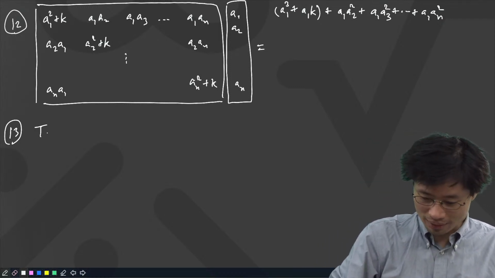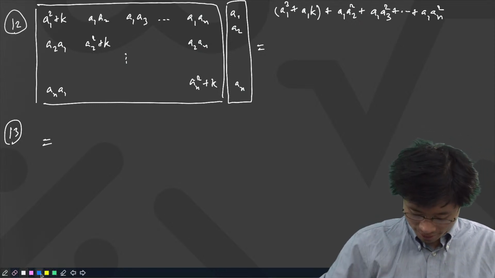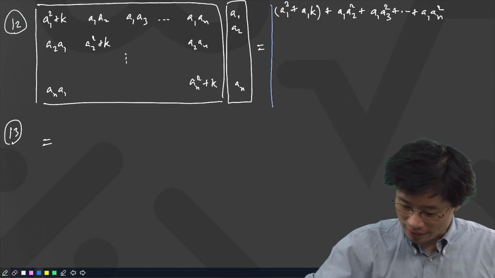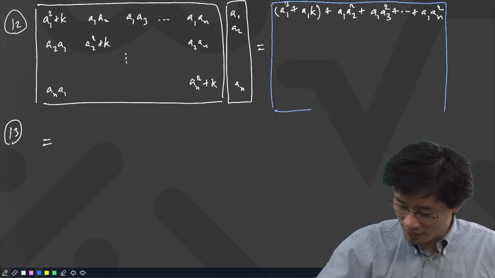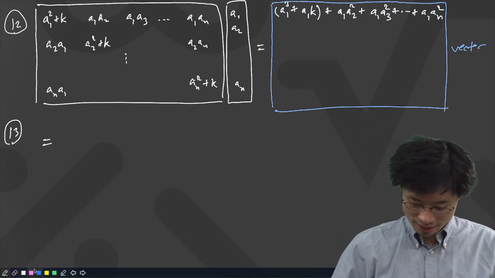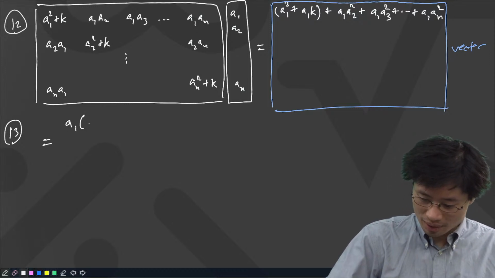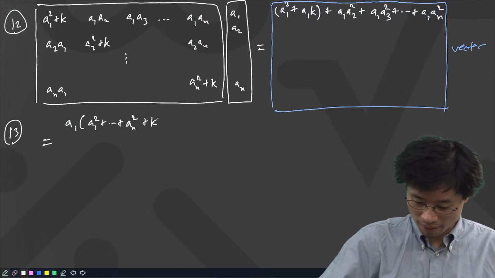Cool. So I'll write the answer, continuing equals. And just to emphasize, this is a vector. Even though it looks very long, this is a vector. And now the top is just A1 times the sum of the squares of all the A's, plus K.